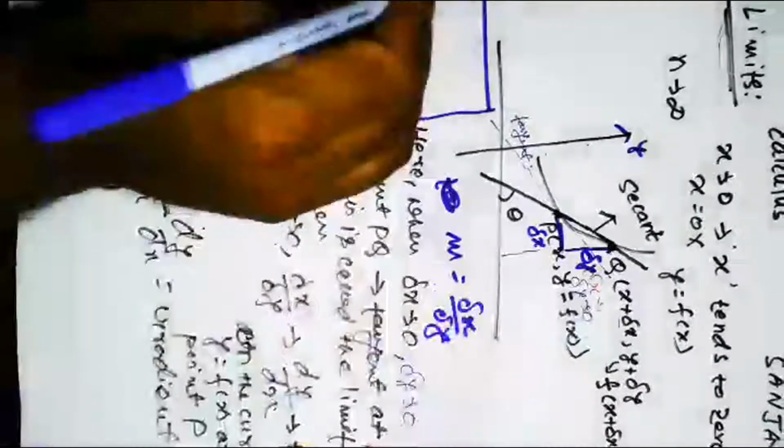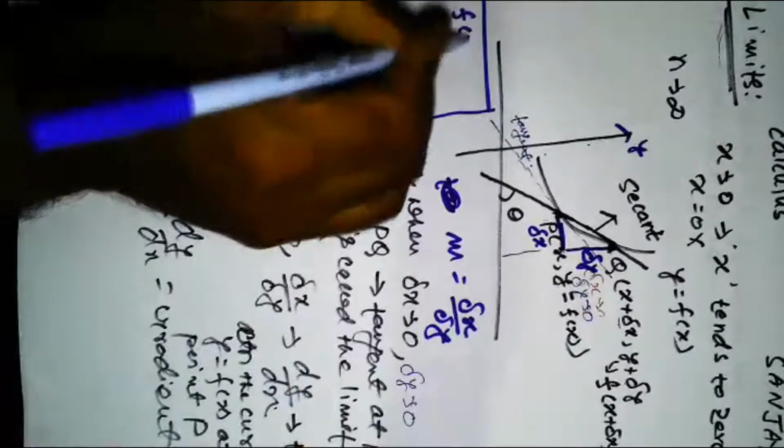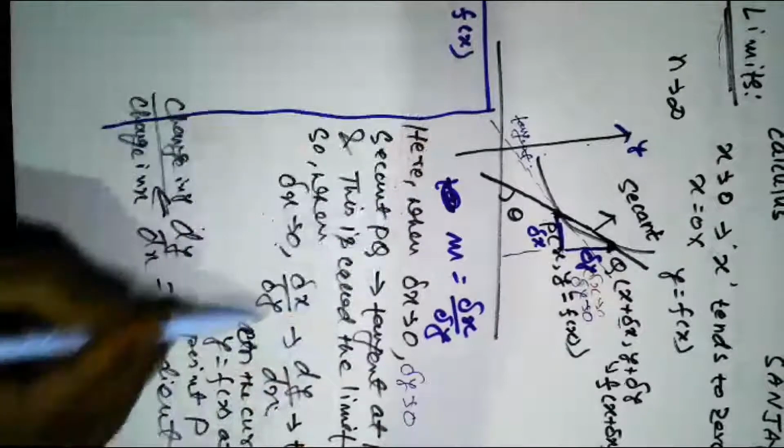Let me tell you one more thing from here. So it is x plus delta x. So what if I write y equal to f(x)? So here I had taken it in terms of f(x) only.